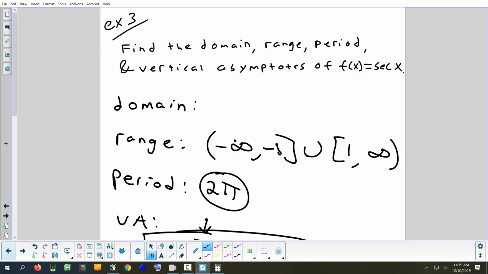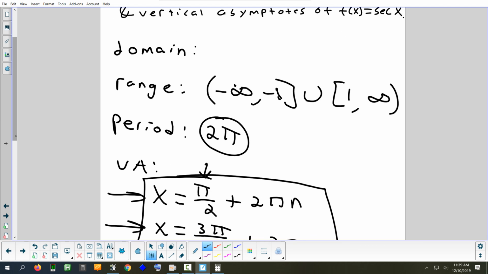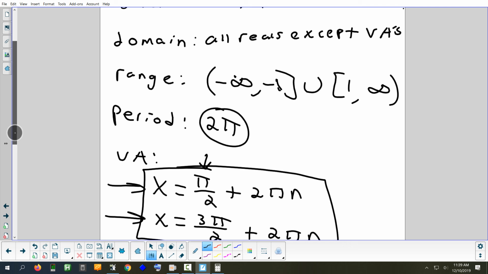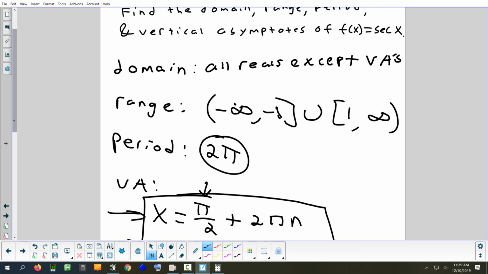Oh wait, did I do the domain? No, I didn't do the domain. Well, the domain is everything except the vertical asymptotes. The vertical asymptotes are what you are not allowed to plug in. So that's what I usually just write for the domain: all reals except the vertical asymptotes. You can plug in any number you want except numbers that are odd multiples of pi over 2. That'd be a really fancy way to say it, if you figured that out. That's why I saved the domain for last, because once you get the asymptotes, you get the domain.